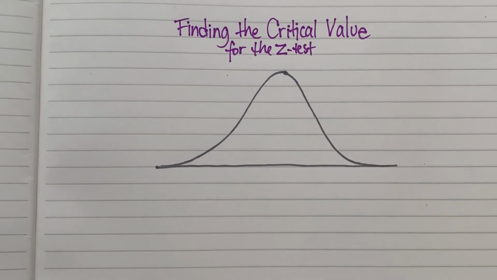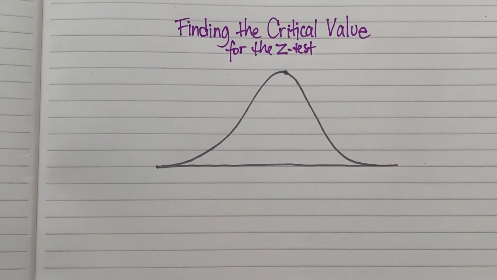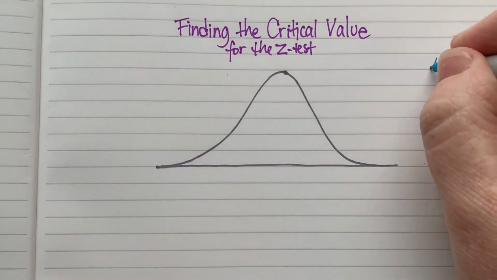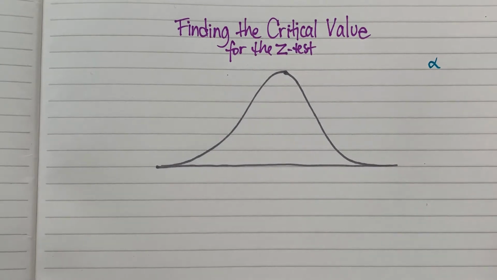Okay, so the third objective of this section was to find the critical value for our z-test. Once a significance level is chosen, we chose our alpha. Alpha tells us at what level we're going to reject. We are then going to look for the corresponding critical value from the table for the appropriate test.